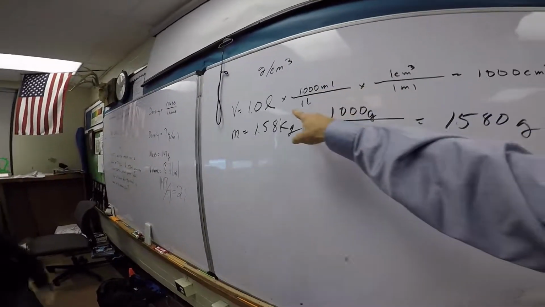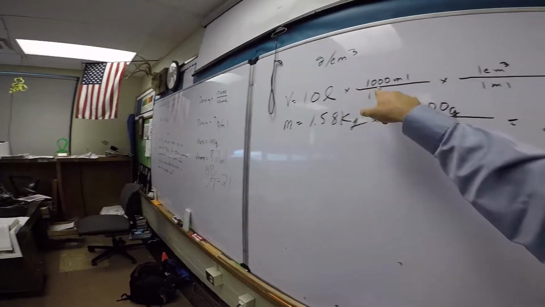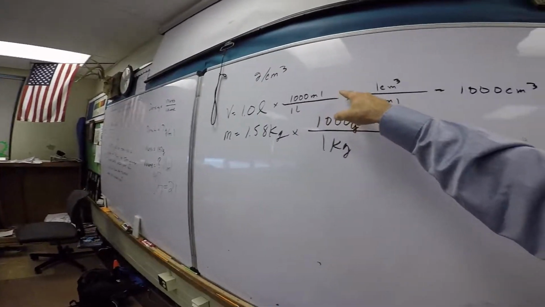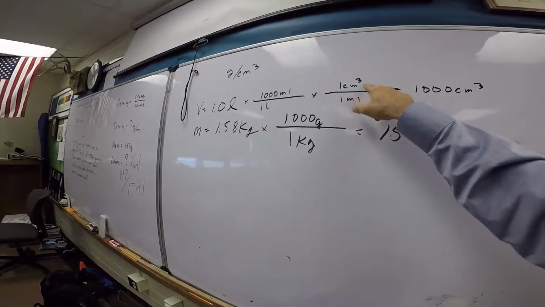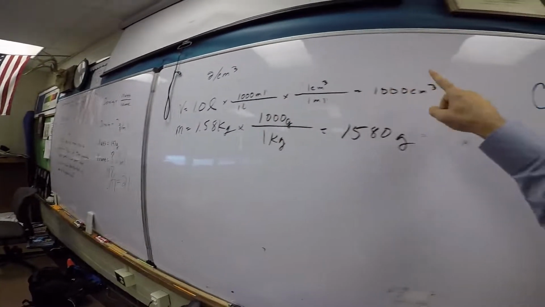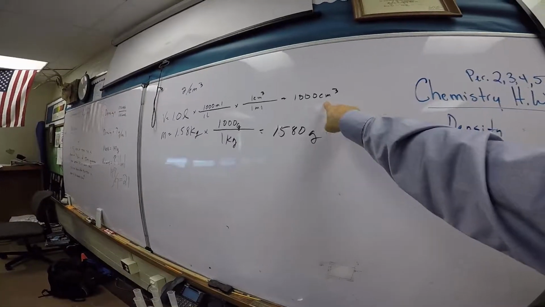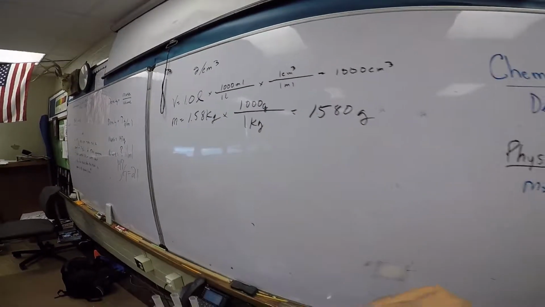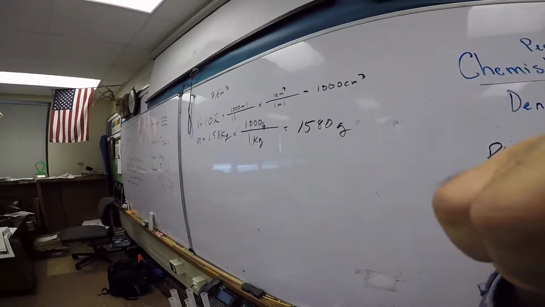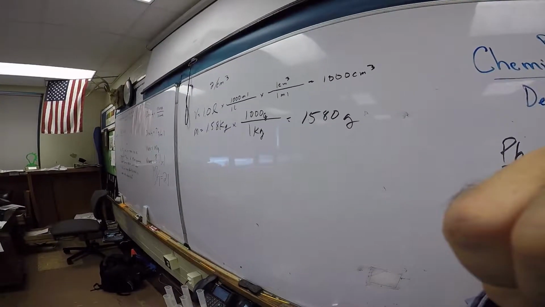What you need to know how to do is place them correctly where the liters cross out. So that gives us milliliters. We need centimeters cubed, so 1 milliliter is 1 centimeter cubed. Milliliter crosses out, 1,000 centimeter cubed. 1 kilogram is 1,000 grams. Multiply that, 1,580 kilograms. Any question on just the conversion part?